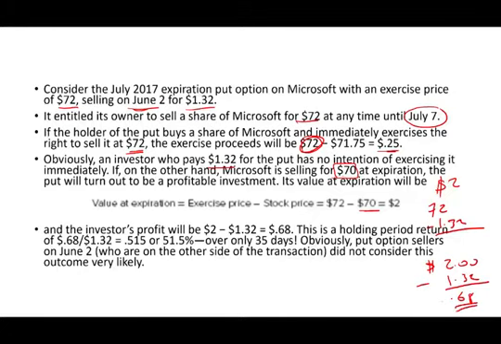Percentage-wise, this is a holding period return of 68 cents by paying $1.32. That's 51% over 35 days. That's pretty good. That's not a bad return at all.